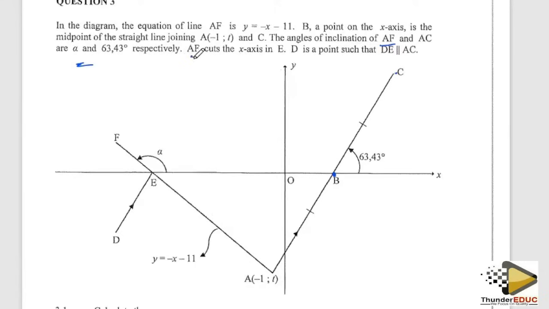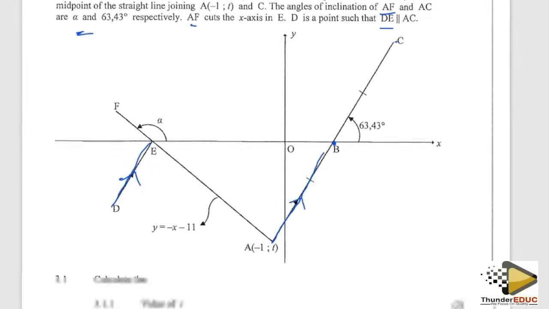AF cuts. Where is AF? Okay, it cuts the x-axis at B, and then D is a point such that DE, okay, this line is parallel to AC. That parallel. Okay, so that is all the information we have.